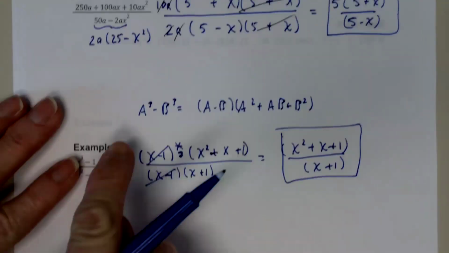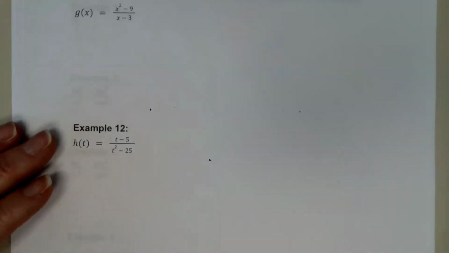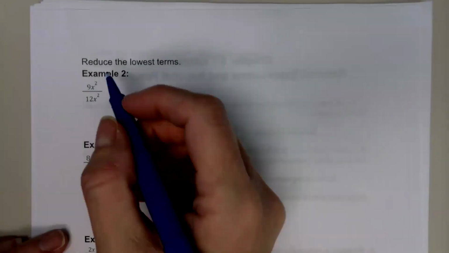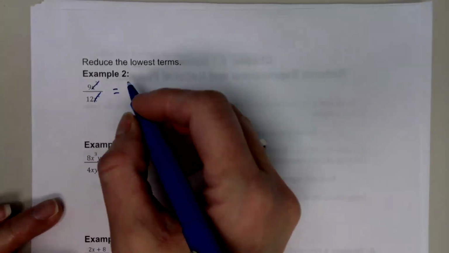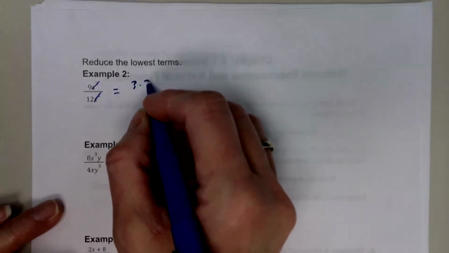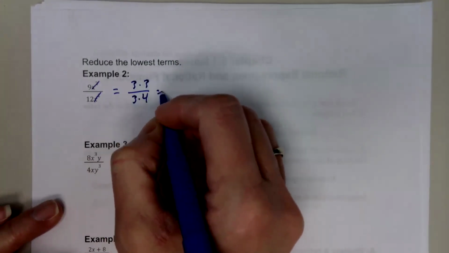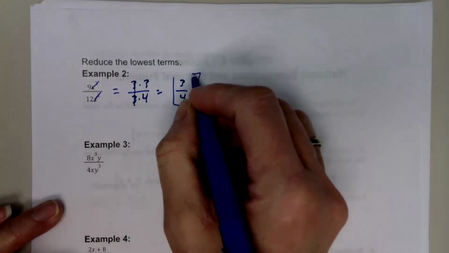So getting familiar with factoring is going to make your life much easier in this chapter. And I realize I skipped over examples 2 through 5, so let's go back and look at those. They're a little more simple. Okay, we have x squareds in common, and then 9 over 12 can simplify to 3 over 3 times 4. So those 3's cancel, and we have 3 over 4.